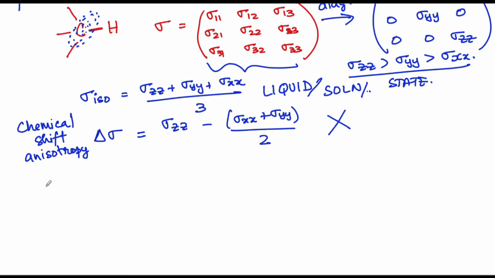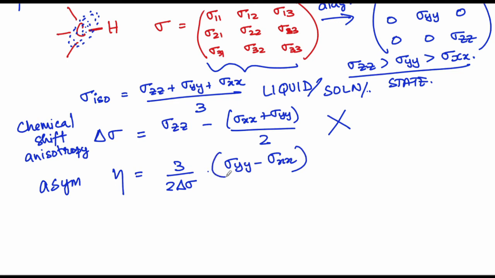For the sake of completeness, I will also define the asymmetry parameter eta, which will be given by 3/2 delta sigma times sigma YY minus sigma XX. So once again, this will also not be seen in solution state NMR spectroscopy.